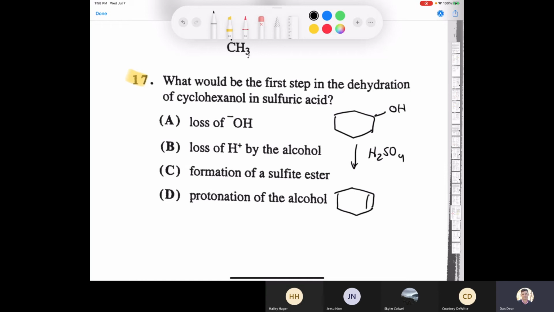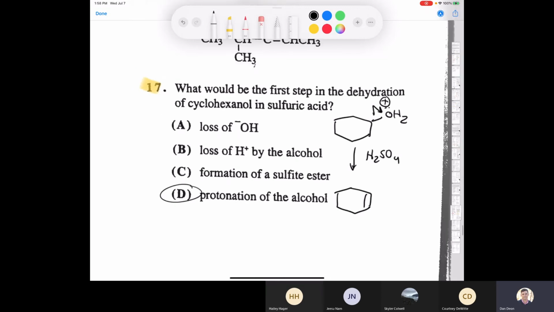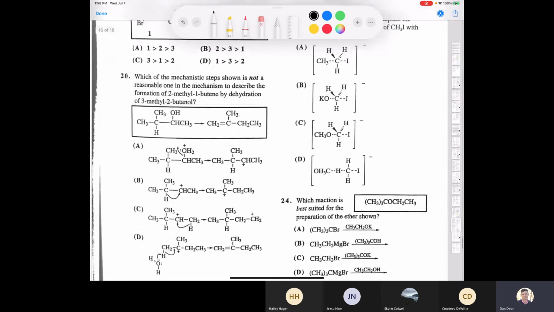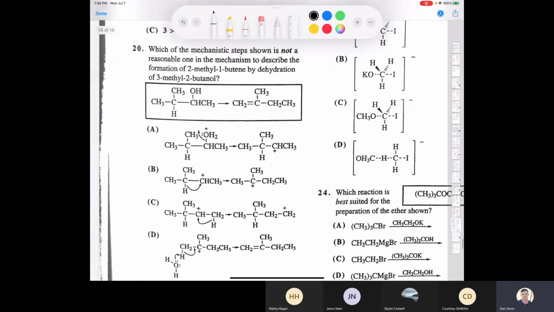Yeah, it's going to be protonation of the alcohol, isn't it? Didn't we see that in the last question? It's going to be protonation of the alcohol to convert it into a good leaving group. Then that's going to leave. So the first step is going to be protonation of the alcohol. So you can see how they love to ask questions about mechanisms, your knowledge of mechanisms, in ACS type exams. Let's take a look at question number 20.